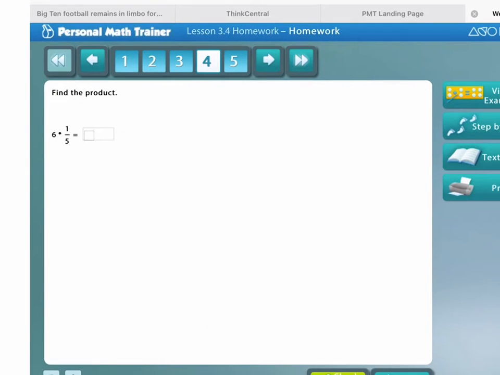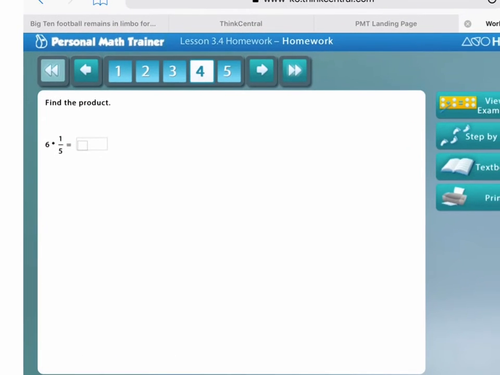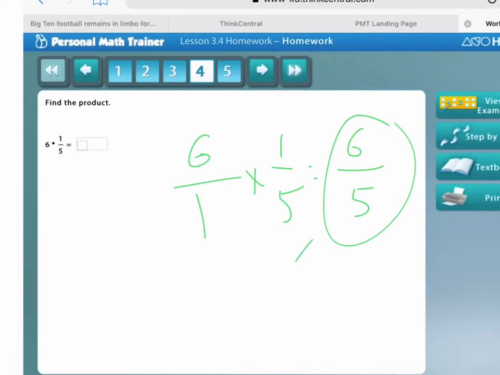Straightforward multiplication problem. They're asking us to multiply 6 times 1/5, or what is 1/5 of 6? So 6 wholes times 1/5. You just multiply straight across. 1 times 6 is 6, 1 times 5 is 5. So you end up with 6/5, and that can be simplified to 1 and 1/5.